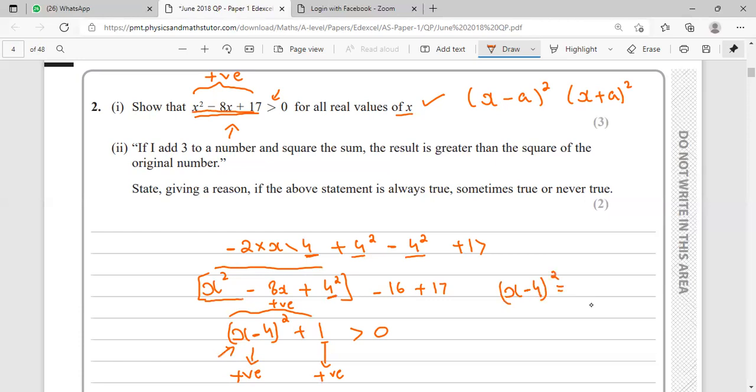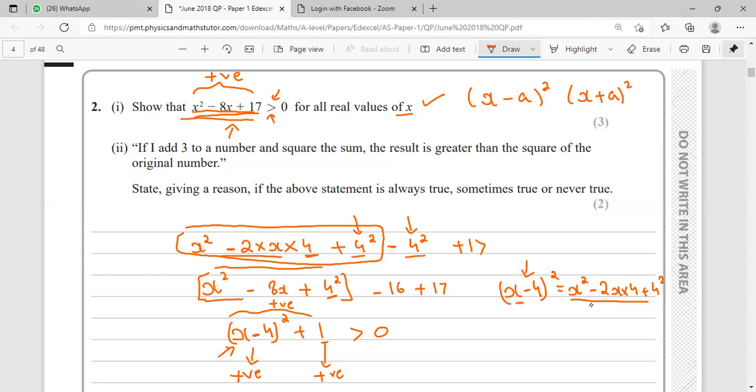We don't cancel it because x minus 4 whole square is basically, how do we open the square? x square minus 2x into 4 plus 4 square, right? So this thing is basically equal to this thing right here. And this is why we added this 4 square and subtracted this 4 square, just so we could get this thing. And why were we interested in getting this? Because we wanted this expression to be greater than 0, right?